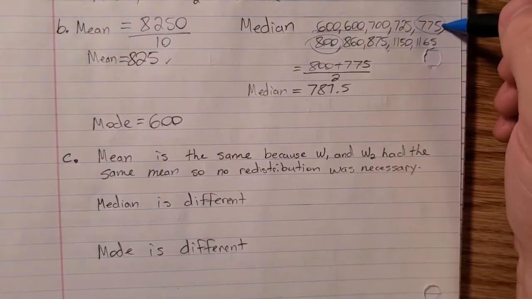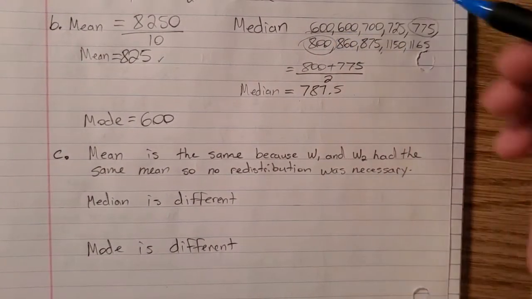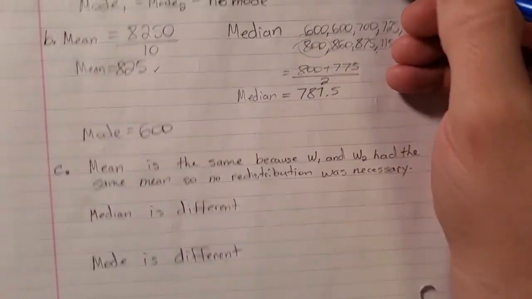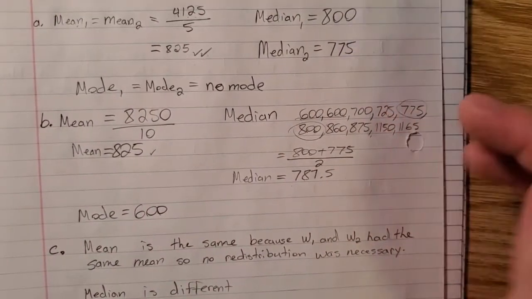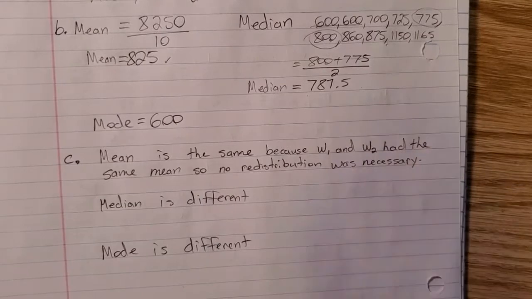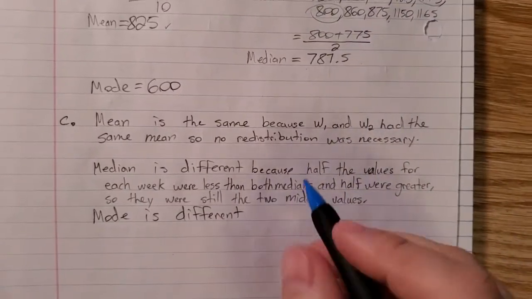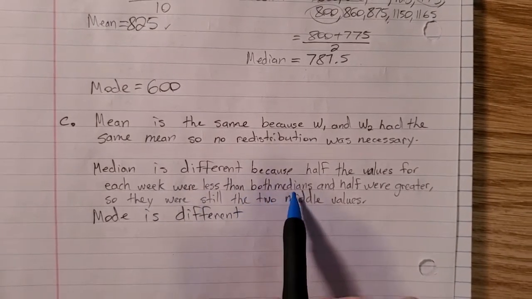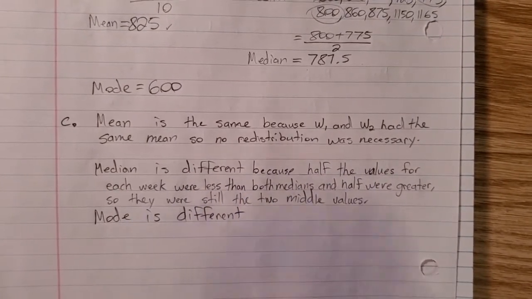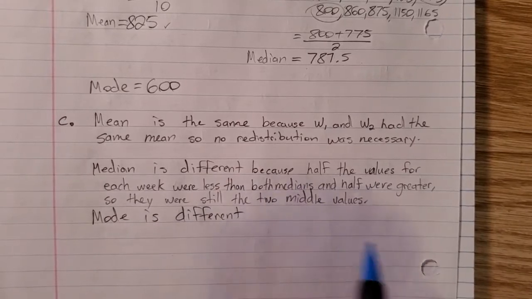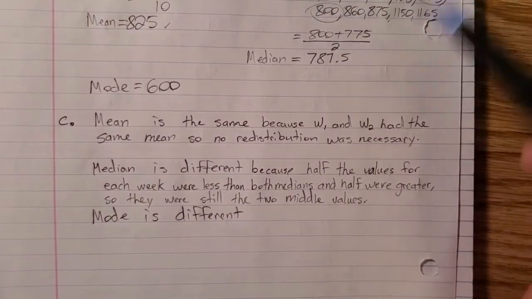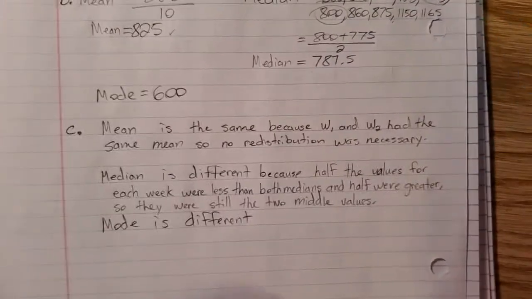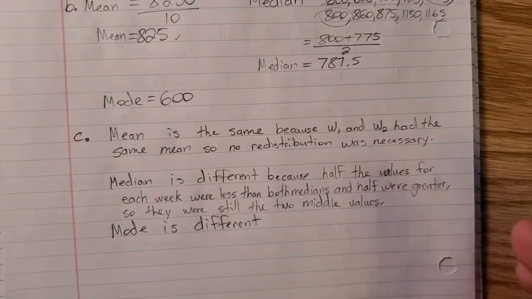If the second highest value had been less than the other one's median, though, then you'd get some sort of discrepancy where it wouldn't just be the number that's halfway between these two numbers. So to write an answer for that, the median is different because half the values for each week were less than both medians and half were greater than both medians. So they were still the 2 middle values that were being used to find a different one. Because these weren't the same, that meant that our median would have to be halfway between those two.